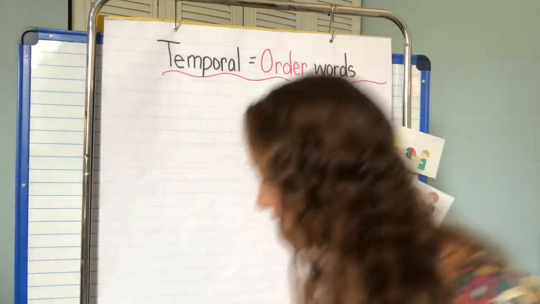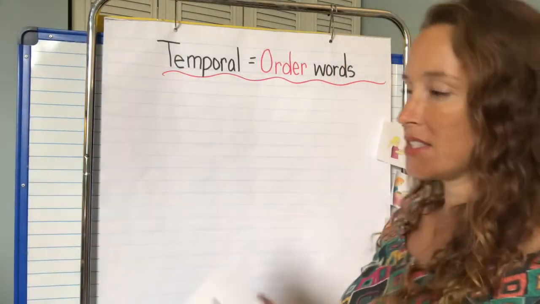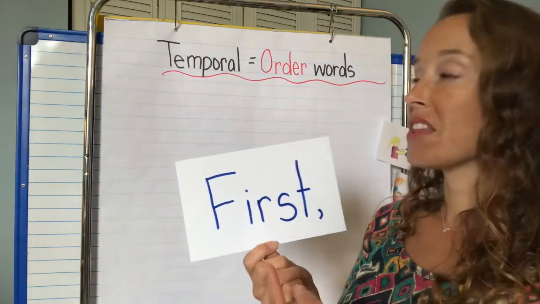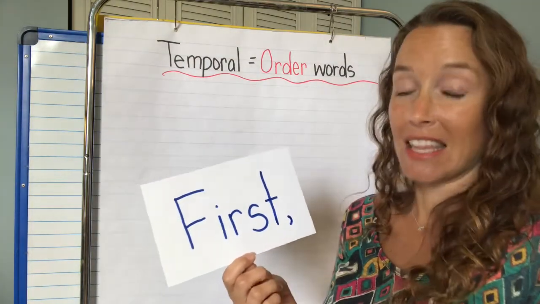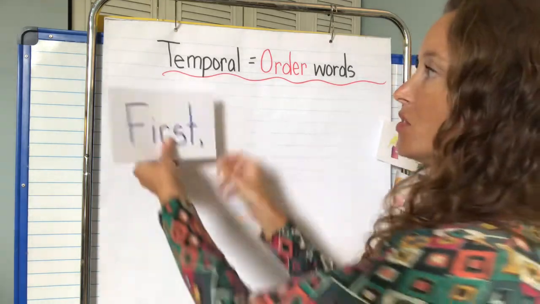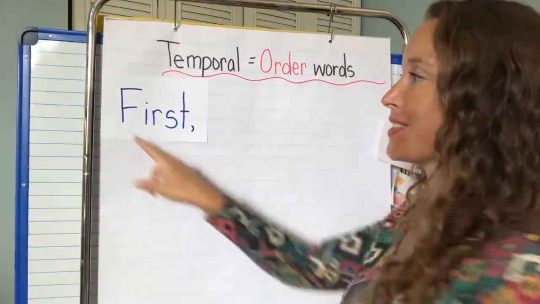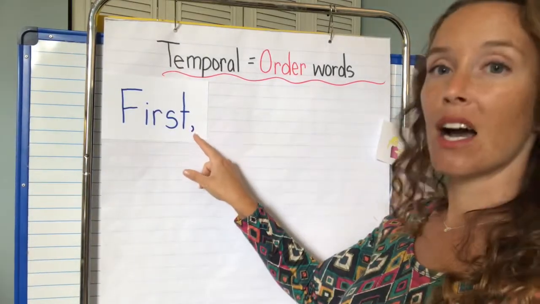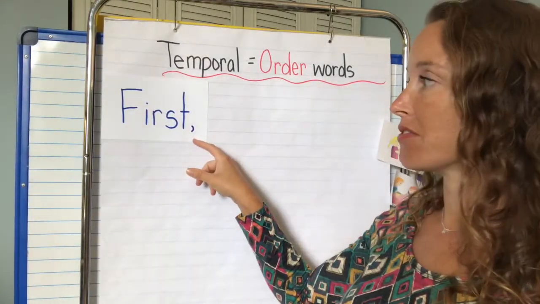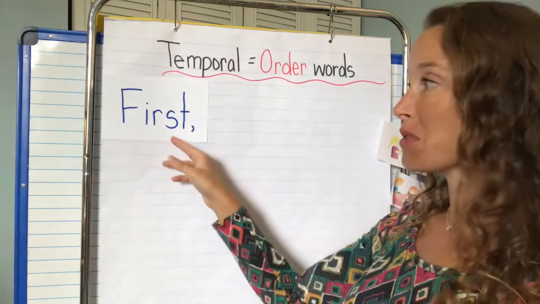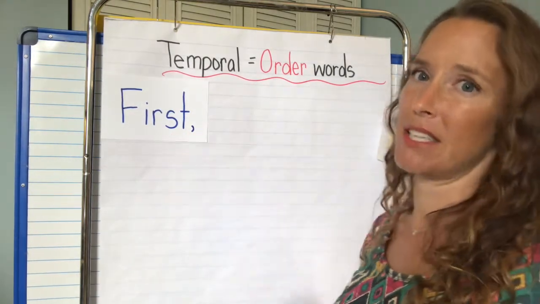So when I start a story, I start with the word first. First tells the very first thing or the beginning thing that happens. So this is my first temporal word that I want to use. First. This right here is a comma. I put the comma after the word first because when we're telling a story and we start with the word first, we always need a comma. It tells us to take a pause.